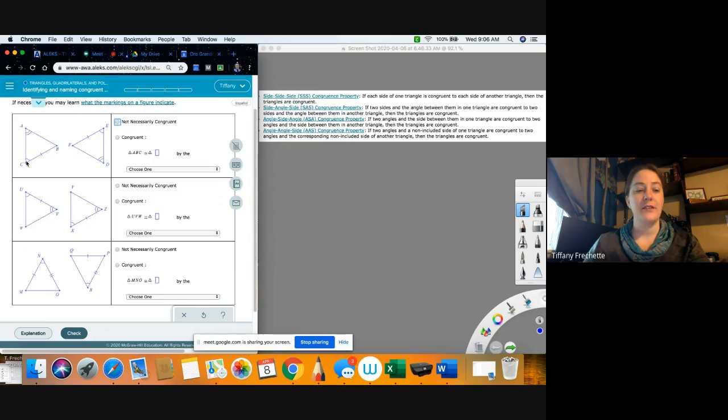So I have an angle, another angle, and another angle. And then I have a side. So the angle in between, which we call the included angle, is not marked as congruent. But I can go angle, angle, side, angle, angle, side. So that is one of our congruencies. That was one we just went over.